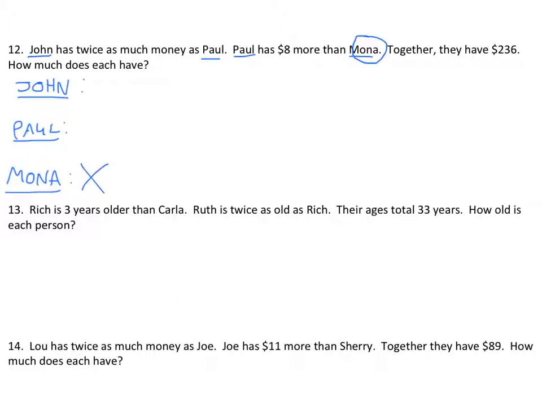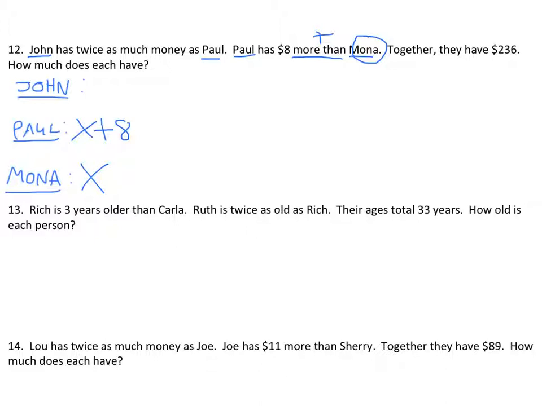Now, since I started out with Mona being x, I'm going to read the second sentence because I can compare Paul's amount of money to Mona. I see the keyword, it's saying more than, so I'm going to add. So if Mona has x dollars, and if Paul has $8 more than Mona, then Paul's expression is x plus 8.